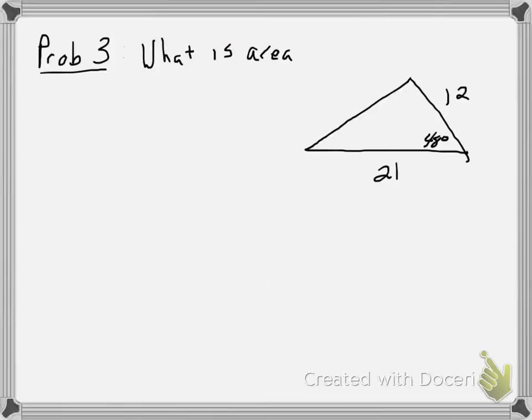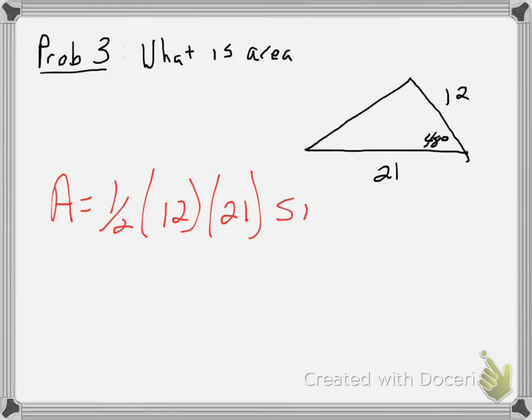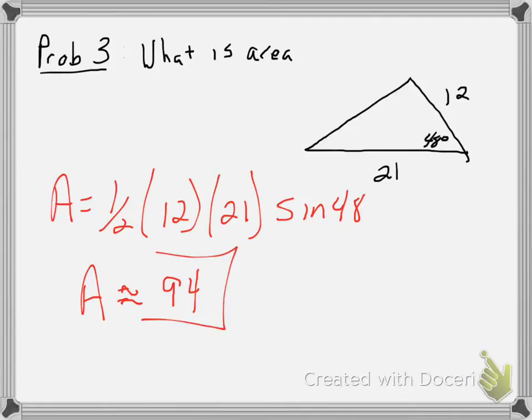So let's take a look at a problem. What is the area? So we have 48 degrees. So the area is going to be 1/2 of 12 times 21 times the sine of 48. Again, that's fairly simple. Plug that whole thing in my calculator, and I get about 94 is my area.